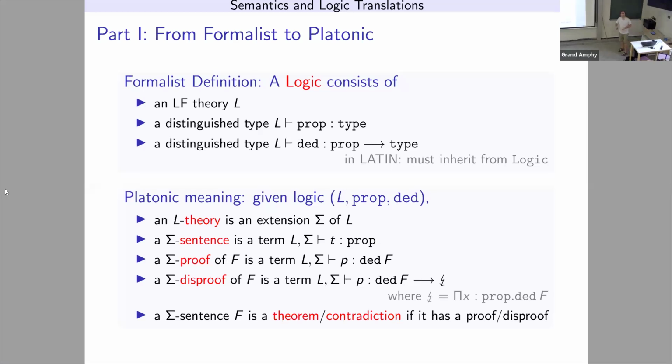Otherwise, well, we might have a type theory, but if we don't have any statements that can be true or false, it gets pretty boring. So we need something that collects all the things that can be true or false, and then something that tells us which of them are actually true and which are false. And in LATIN, that's very easy. Prop and det are exactly what the theory Logic defines. So we just need to inherit from Logic, and we can say all the theories that inherit from Logic, those are the logics.